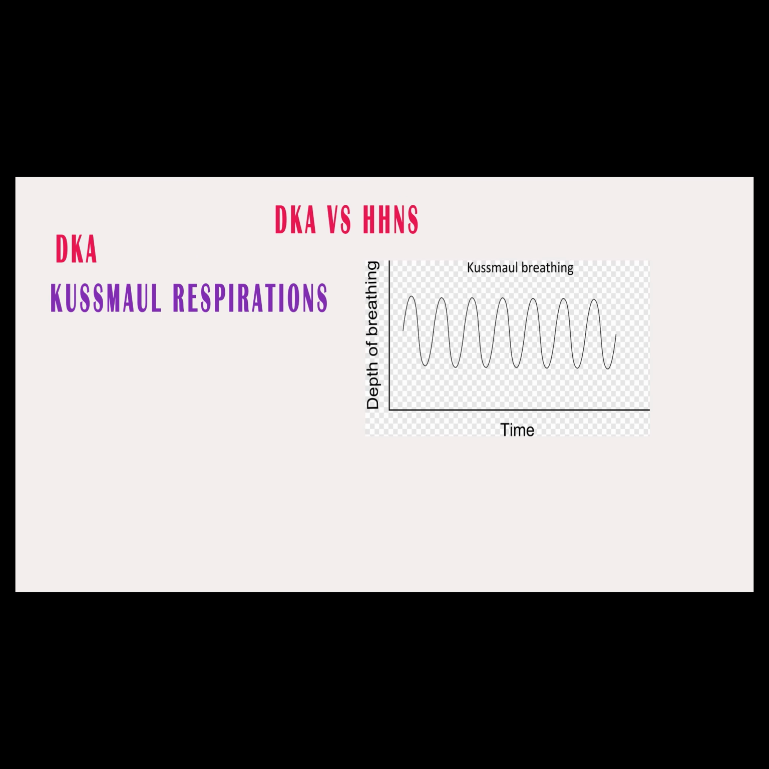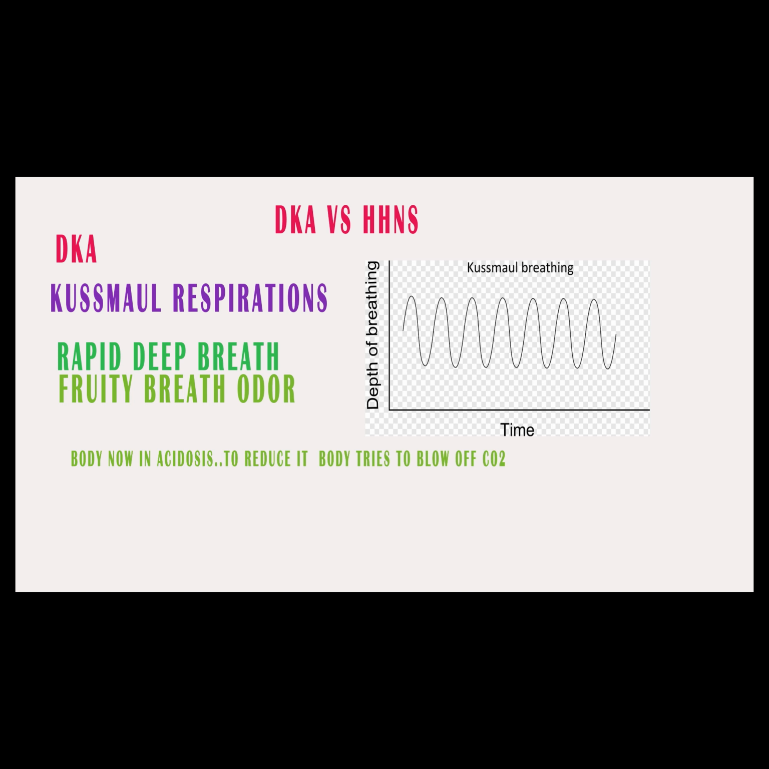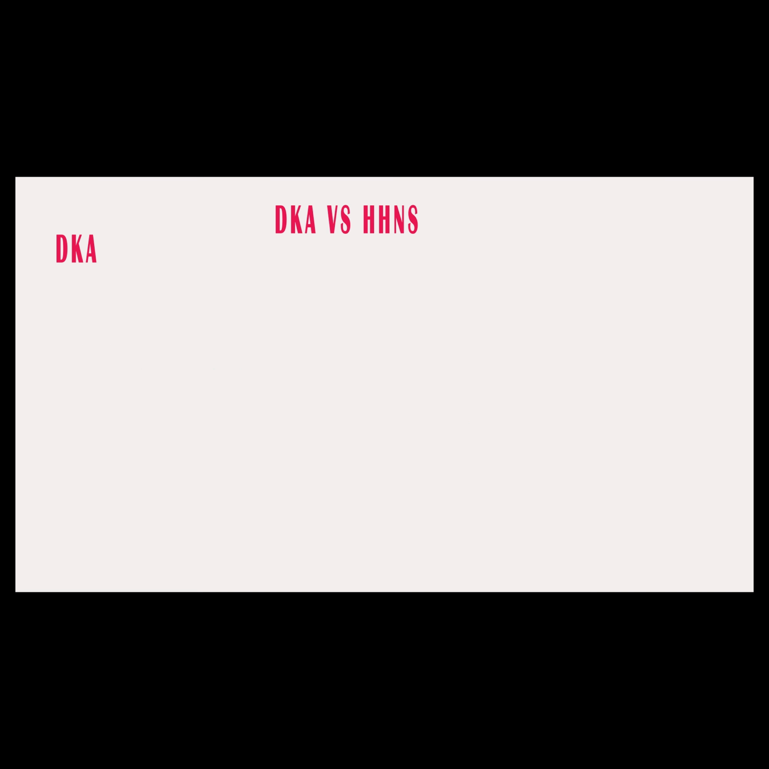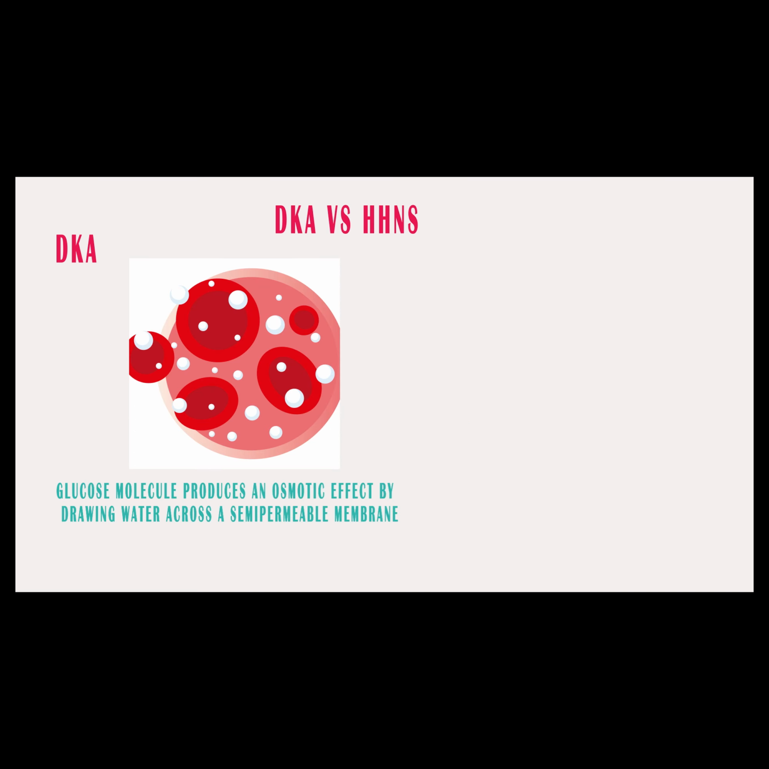Kussmaul respirations: rapid, deep breathing at a consistent pace. The patient has a fruity breath odor. It is the compensatory mechanism of the body to blow off CO2. Subsequently, less carbonic acid is produced, thereby increasing the pH value and compensating for acidity in the blood. The patient will also begin to eliminate large amounts of ketones through excretion in the urine.